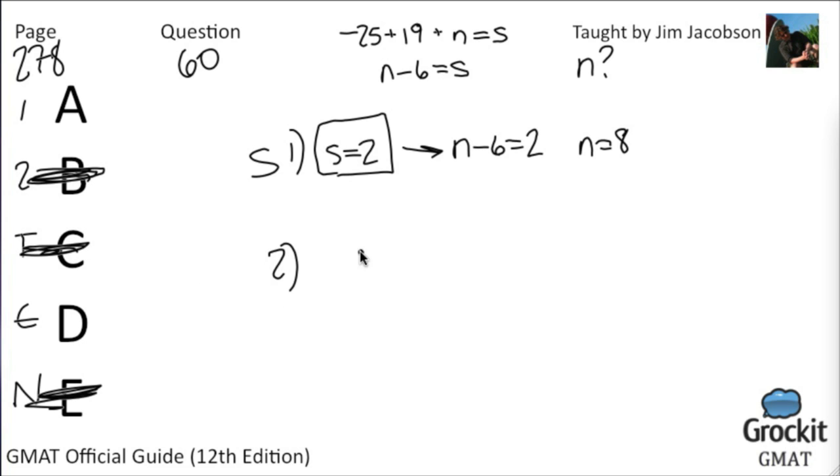Let's take a look at statement 2. Statement 2 gives us n over s equals 4, which again is a separate, distinct equation, but it may not be as immediately clear to you how we could use this. We multiply both sides times s, and we end up with n equals 4s, which might make it a little bit more apparent, because then we can just plug this value into our original equation. So then it's 4s in place of n, minus 6 equals s.